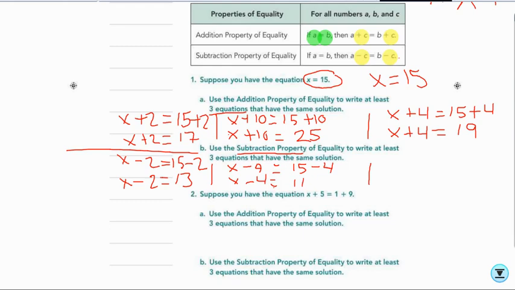For my last one, I could say x minus 10 is equal to 15 minus 10. And this would be the same as writing x minus 10 is equal to 5.